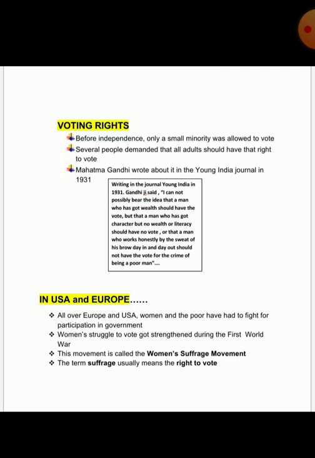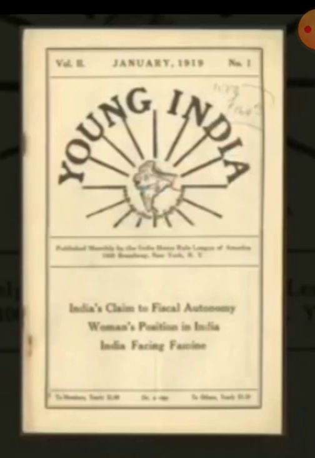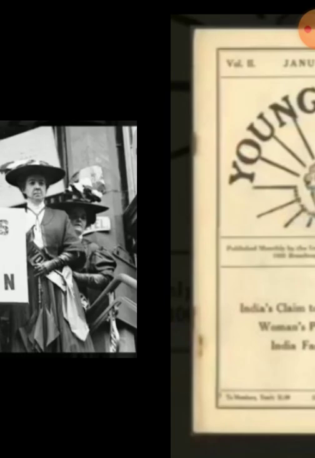Mahatma Gandhi wrote in the Young India journal that each and every person has a right to vote. Writing in Young India in 1931, Gandhiji said, I cannot possibly bear the idea that a man who has got wealth should have the vote, but that a man who has got character but no wealth or literacy should have no vote, or that a man who works honestly by the sweat of his body day in and day out should not have the vote for the crime of being a poor man.